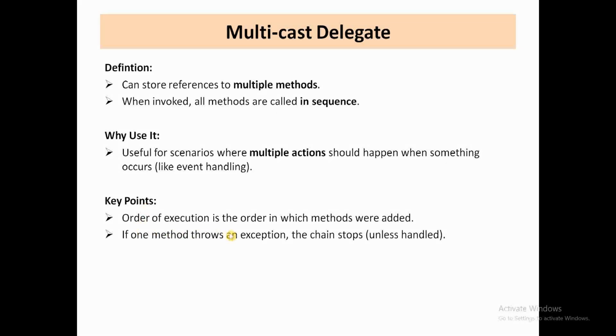Order of execution is the order in which methods were added. So the order of execution, as I already told you: if we add methods in a sequence, then it will invoke all the methods in a sequence, not without any sequence. If one method throws an exception, then the chain stops unless handled. If any one of the methods throws an exception while executing the code, then the whole chain will stop instantly, unless we handle it properly.